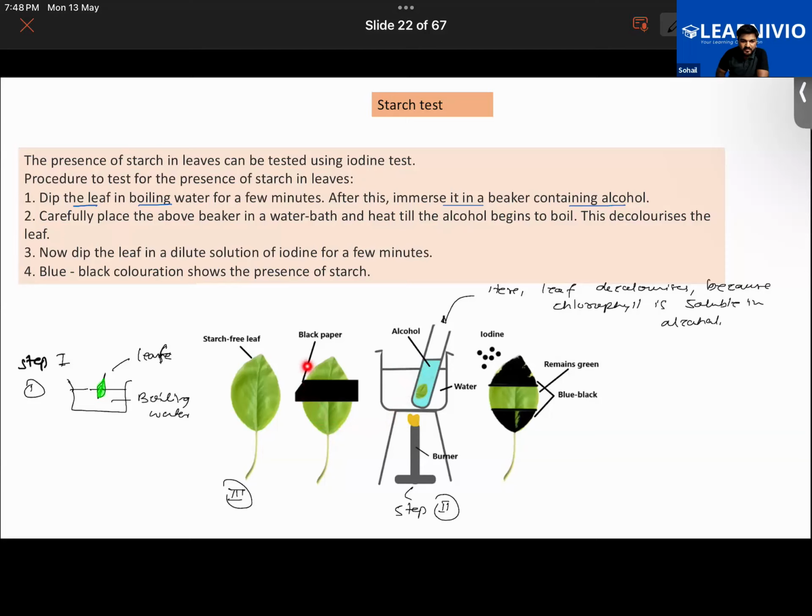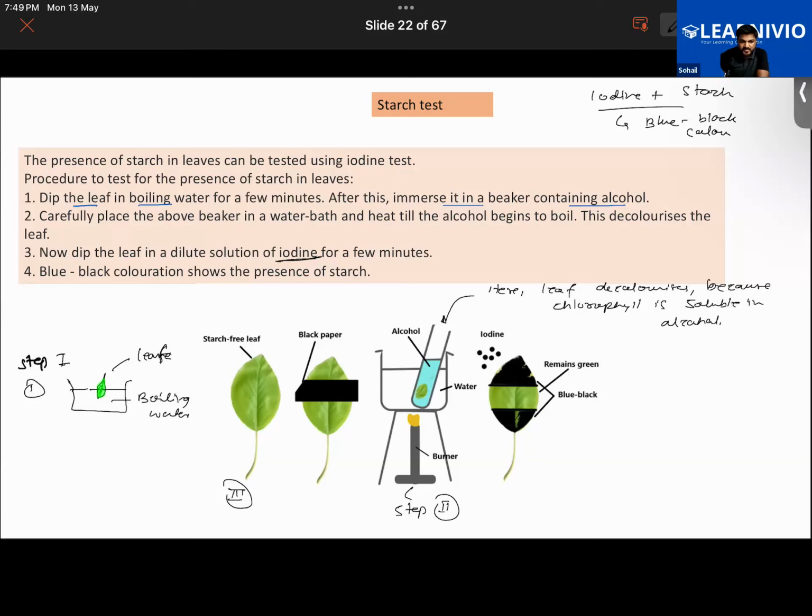Now you will put a black paper or dark black sellotape, covering this much part of this leaf, let's say. Right now, say that you have got a solution called iodine, and the property of iodine is that whenever iodine comes in contact with starch, it turns blue black in color. Meaning iodine plus starch will give you a blue black color.